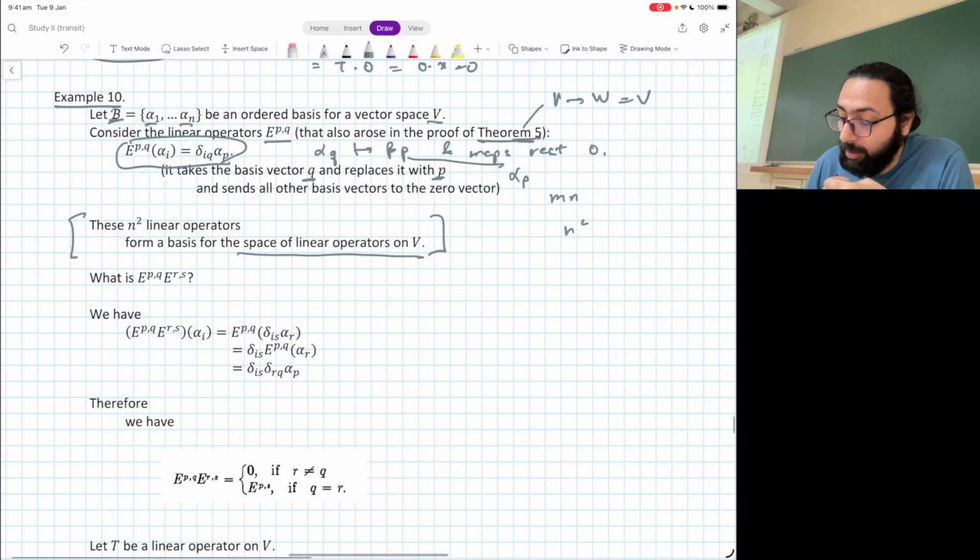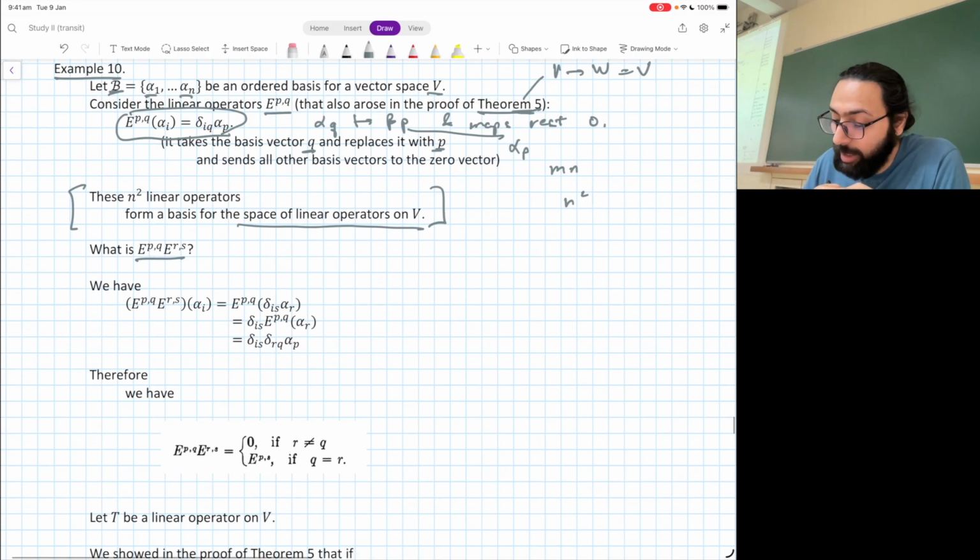Okay. So all right. So then what is this computation? E^{PQ} times E^{RS}. So let's see how to compute these. You multiply with alpha I, you use the definition, and the definition says that we would get delta IS times alpha R. So E^{RS} acting on alpha I would give you alpha R.